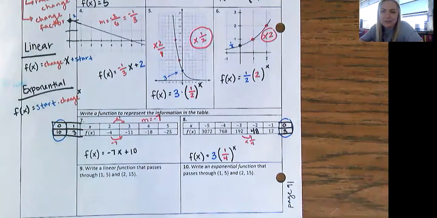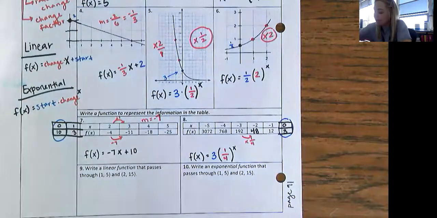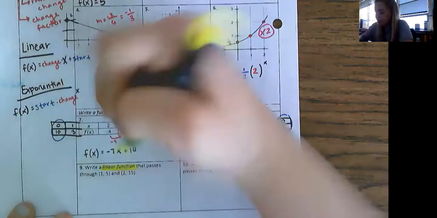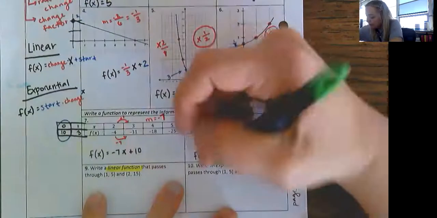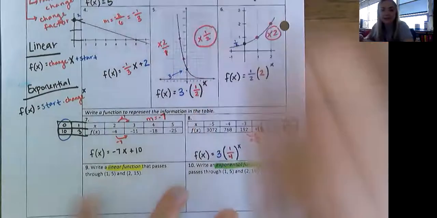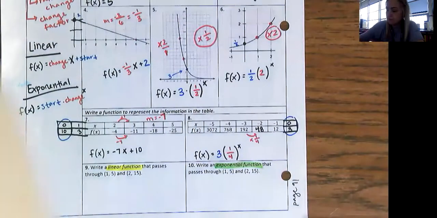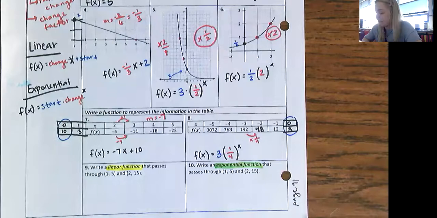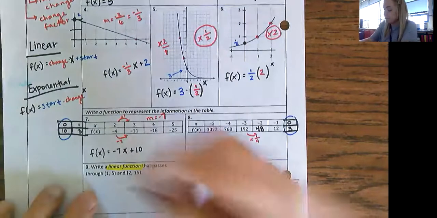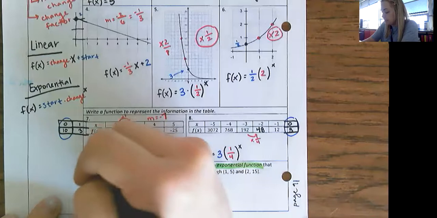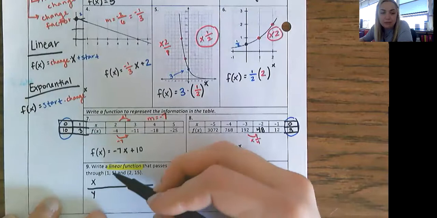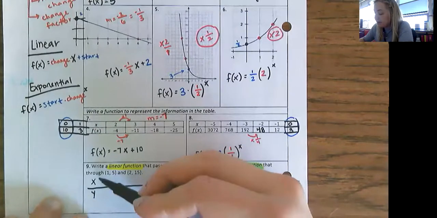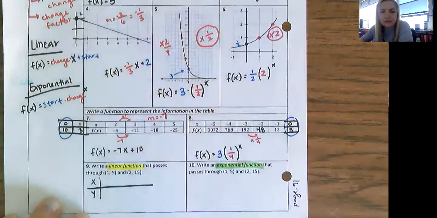Okay, this next one. Look at these last two problems. They almost look identical. However, one of them is asking you for a linear function that passes through 1, 5, and 2, 15. And the other is asking for an exponential function. Big difference here. Let me explain why this is such a big difference. I'm going to make a table, x and y. Now notice my x coordinate is 1, my y coordinate is 5. So I have 1 and 5 for an ordered pair, and I have 2 and 15 for another ordered pair.